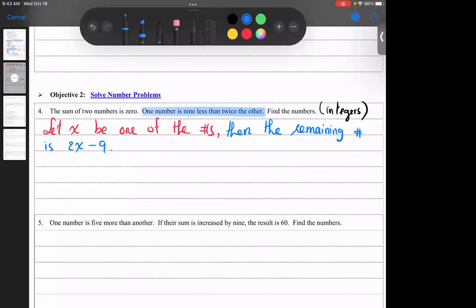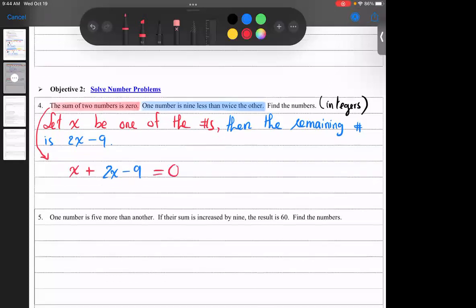The sum of the two numbers is zero. What does that mean? The sum of the two numbers, so something plus something. The first number plus the second number, so x plus 2x minus 9 equals 0.